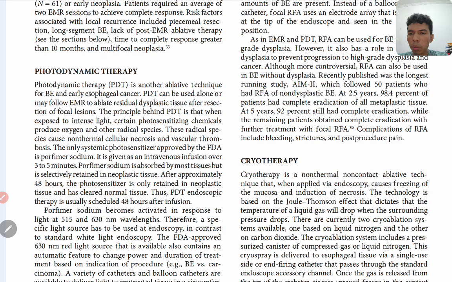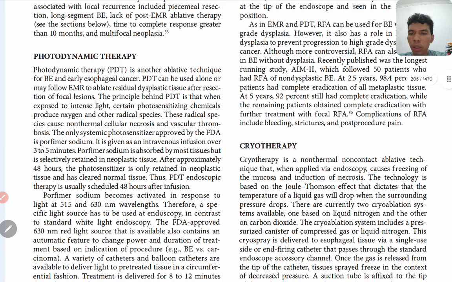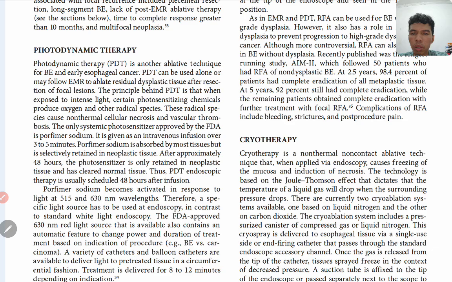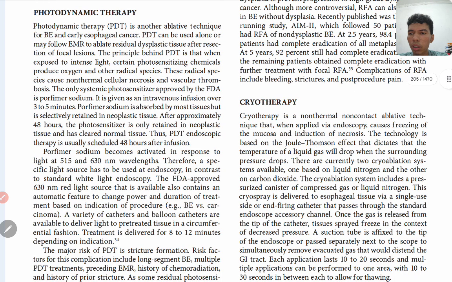Next, photodynamic therapy. Photodynamic therapy is another ablative technique for BE and early esophageal cancer. PDT can be used alone or may follow EMR to ablate residual dysplastic tissue after resection of a focal lesion. The principle behind PDT is that when exposed to intense light, certain photosensitizing chemicals produce oxygen and other radical species. These radical species cause non-thermal cellular necrosis and vascular thrombosis.